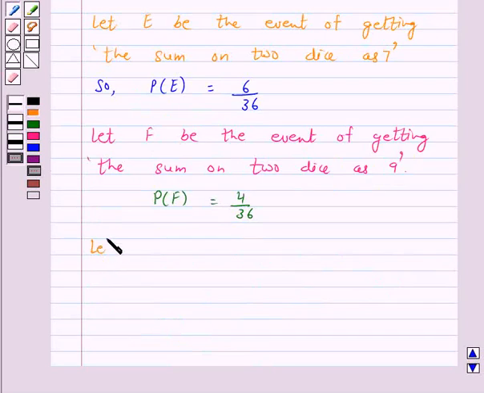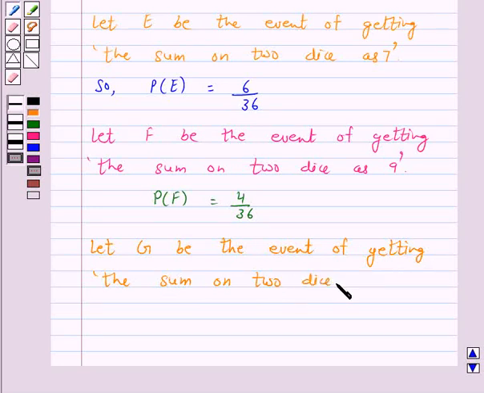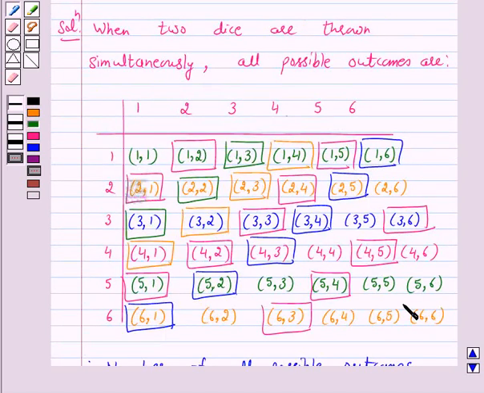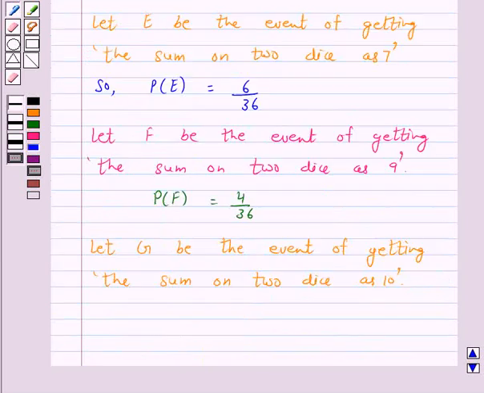Let G be the event of getting the sum on two dice as 10. Hence, the outcomes favorable to the event G are 4, 6, 5, 5, and 6, 4. Therefore, the number of outcomes favorable to the event G is equal to 3. Hence, the probability of the event G is equal to 3 upon 36.